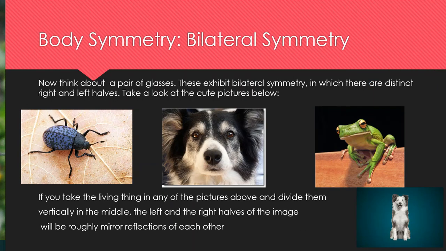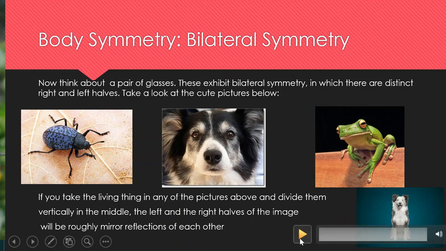Bilateral symmetry. Now think about a pair of glasses. These exhibit bilateral symmetry, in which there are distinct right and left halves. Take a look at the cute pictures below. The beetle may not be so cute, but the puppy is kind of cute, and the frog is definitely cute. If you take the living thing in any of the pictures above and divide them vertically in the middle, the left and right halves of the image will roughly mirror the reflections of each other.